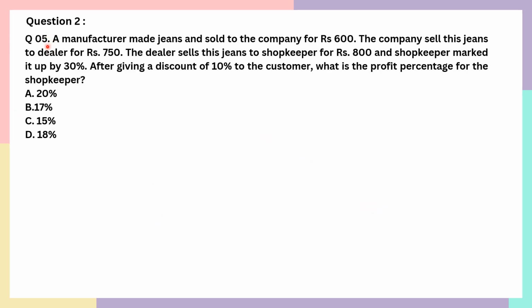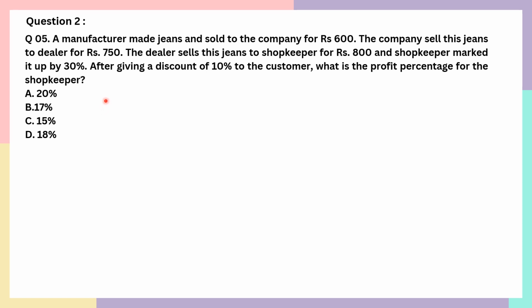The second question is: a manufacturer made jeans and sold them to a company for Rs 600. The company sells these jeans to the dealer for Rs 750. The dealer sells these jeans to a shopkeeper for Rs 800 and the shopkeeper marked it up by 30%. After giving a discount of 10% to the customer, what is the profit percentage for the shopkeeper? So here we have to calculate the profit percentage of the shopkeeper.